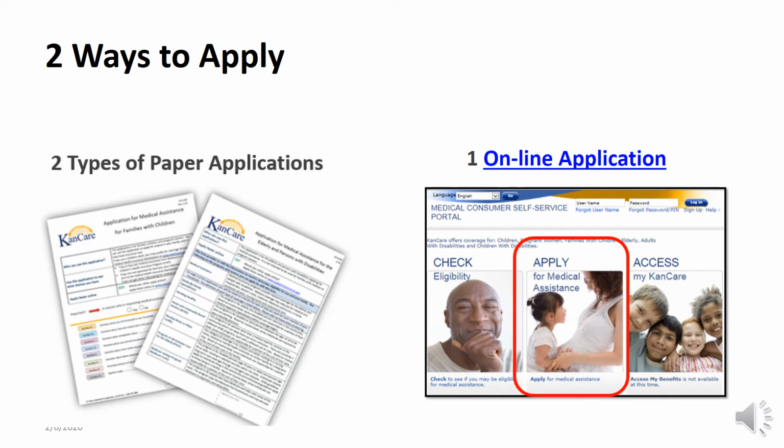If you get the paper application, there are two possible applications. One for families with children. That's going to be for children under 19, for parents or caregivers with children under 19, or for pregnant women.